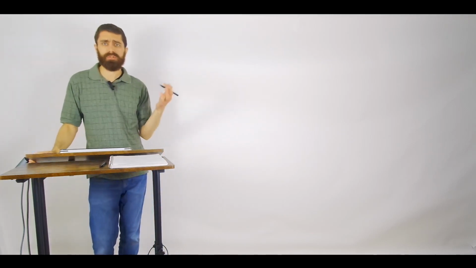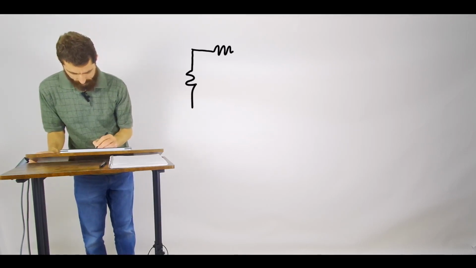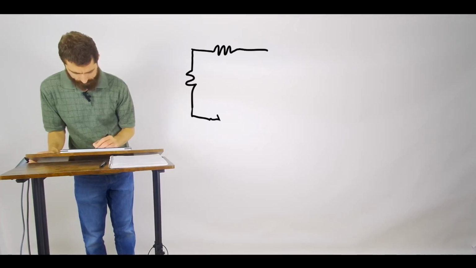Typically, mesh analysis works well when you have a circuit that has a lot of windows in it and voltage sources. When you see that, generally that's a good indication that mesh analysis would make your life easier. So, for example, what do I mean by windows? Another name we call them is meshes. So, for example, let's say you had a circuit like this.